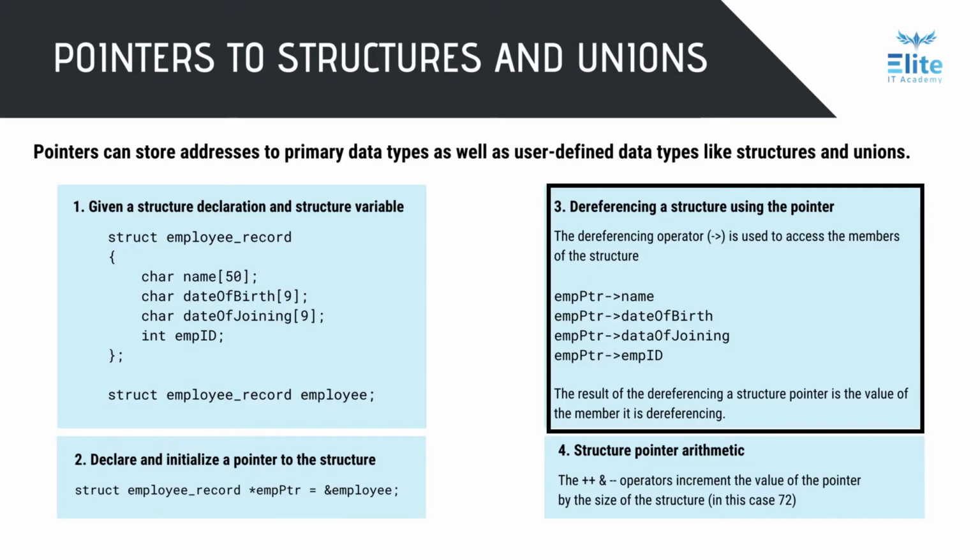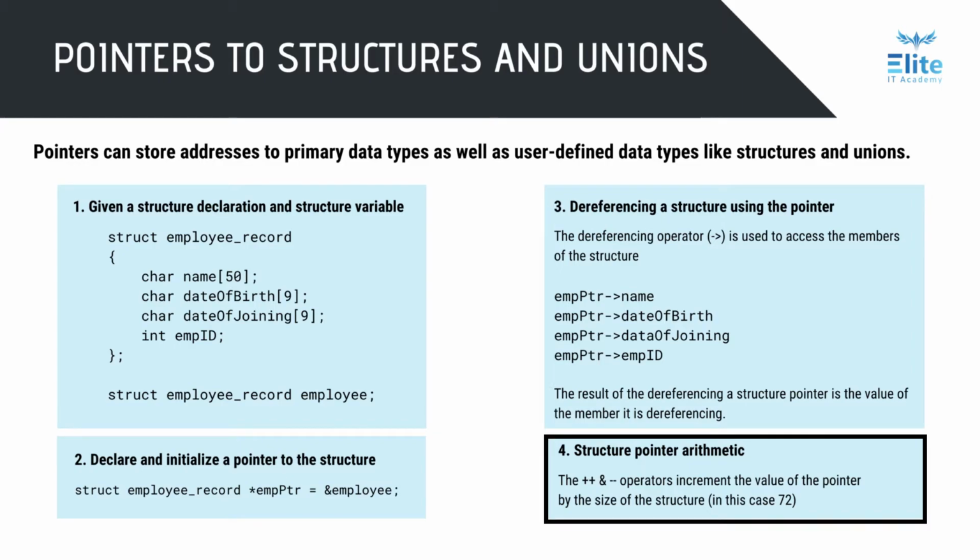To access the members of the structure using the structure pointer variable, we use the arrow operator. The arrow operator is a binary operator. It takes two operands. On the left side of the arrow operator is the structure pointer variable, and to the right side is a structure member. Just like the dot operator, which directly addresses the value of a member, the arrow operator indirectly accesses the value of a structure member. Pointer arithmetic works as expected in a structure pointer.